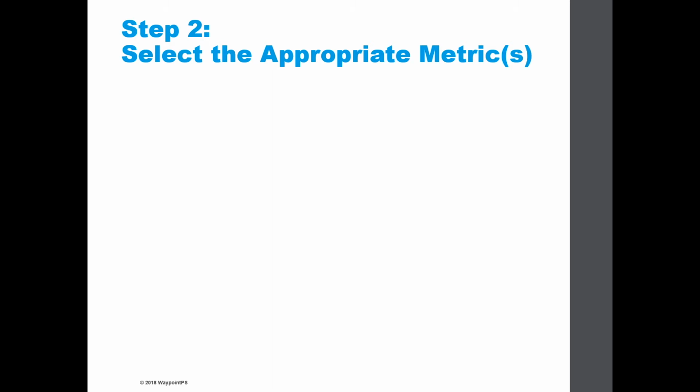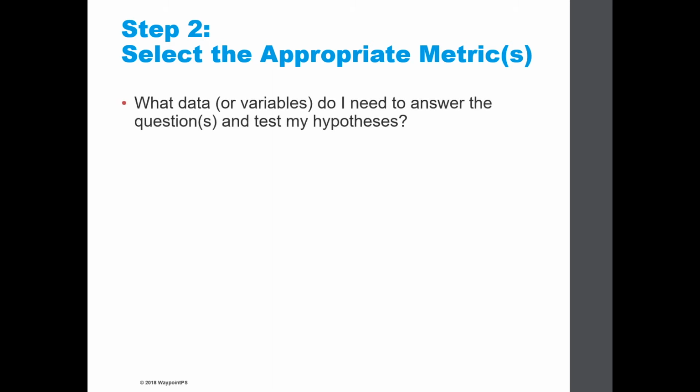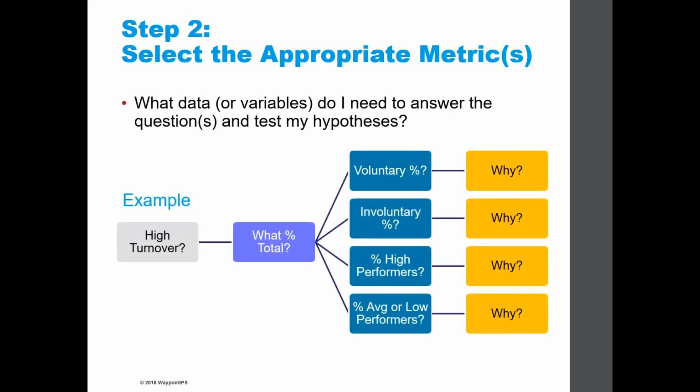Once you've done that, step 2 is to select the appropriate metrics. What data, or variables we call, do we need to answer the questions or test my hypothesis? And I have an example here that I'll walk through. Let's say the example is high turnover. Organization has very high turnover, let's say 30-40%.